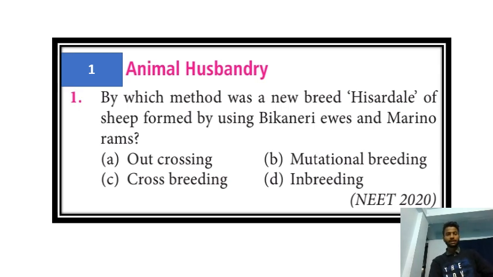This is the question in animal husbandry. By whose method was a new breed Hisardale of sheep formed by using Bikaneri ewes and Merino rams? You know, this is the answer: crossbreeding.